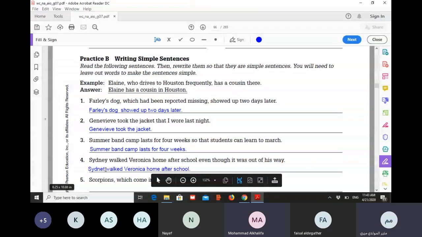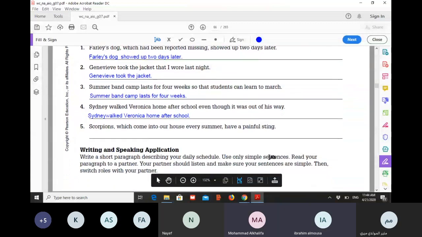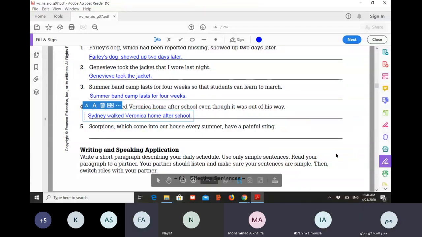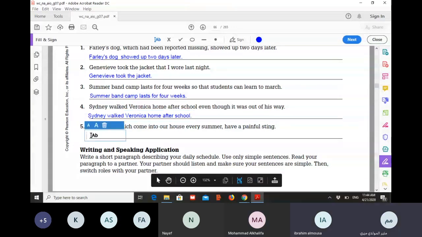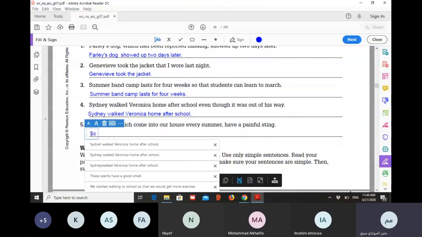Next, please. Hamd Khalifa. Yes. Can you do number 5? No problem. Scorpions which come into our house every summer have a painful sting. Scorpions have a painful sting. Excellent. Very good. So as you see, the steps that you do are very easy.